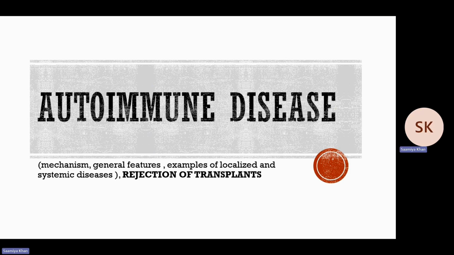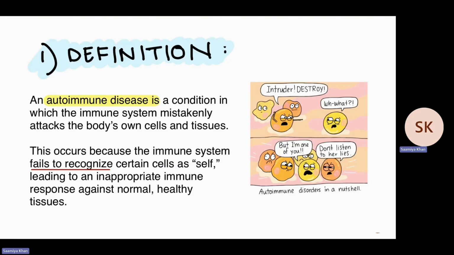Now, starting with the most simple thing, the definition. What is an autoimmune disease? An autoimmune disease is a condition in which the immune system, our own immune system, mistakenly attacks the body's own cells and tissues. So our own tissues and our own cells are going to get destroyed by our own immune system. How crazy is that? So always start with a very simple definition.